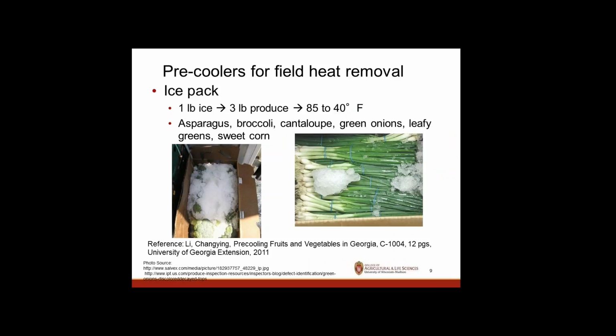As I mentioned before, ice packs can be done. You need about 1 pound of ice for every 3 pounds of fruit to reduce it about 45 degrees. Asparagus, broccoli, cantaloupe, green onions, leafy greens, even sweet corn can be iced to reduce that field heat.